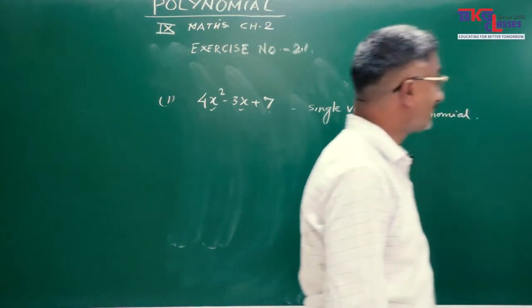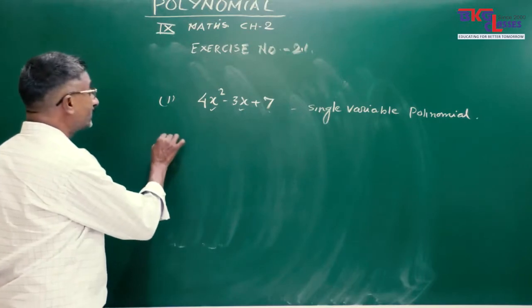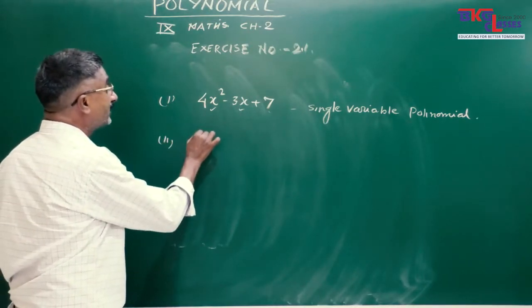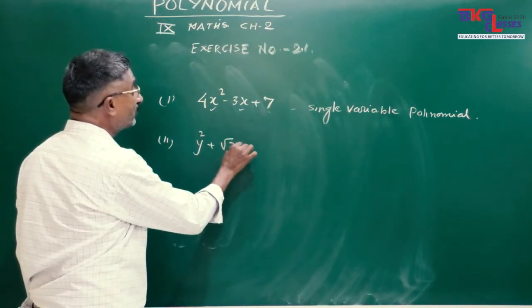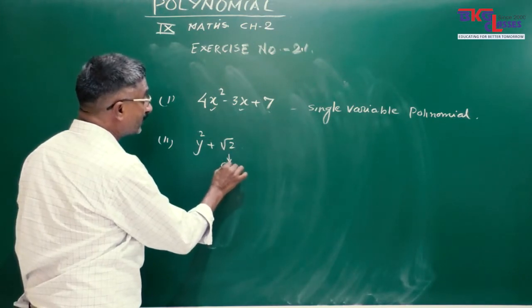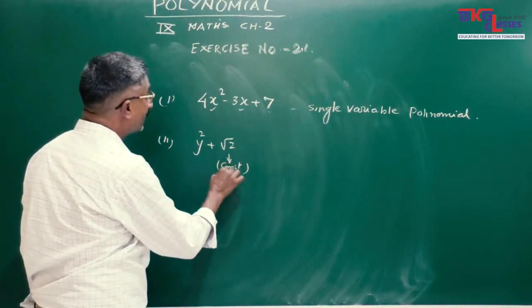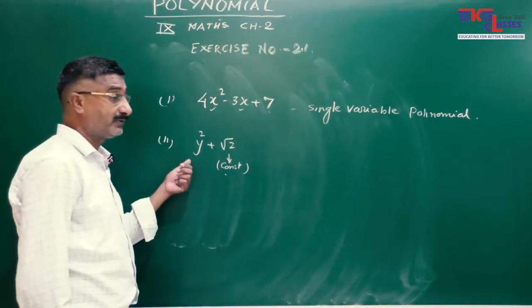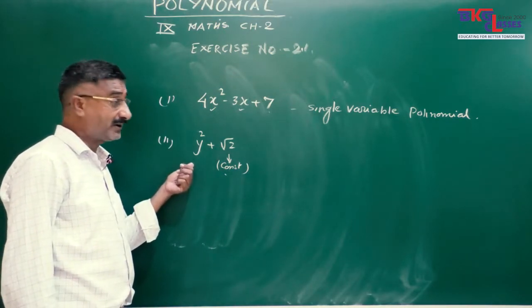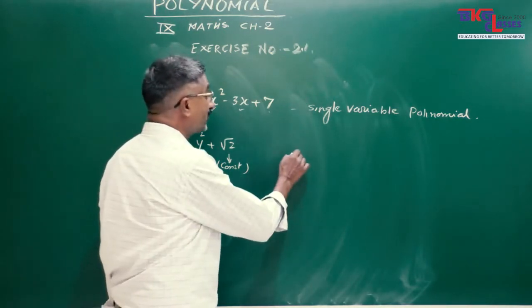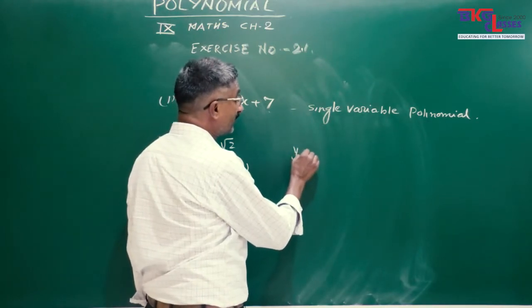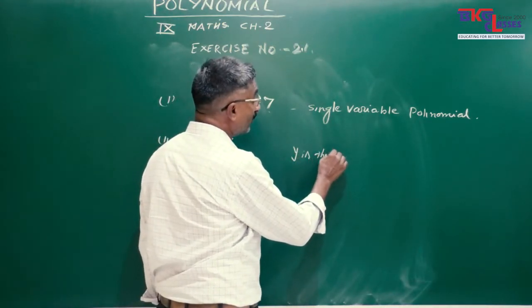Second, y square plus under root 2. Here under root 2 is a constant. Clear? y square means y is the variable, the power is 2. So y is the only variable.